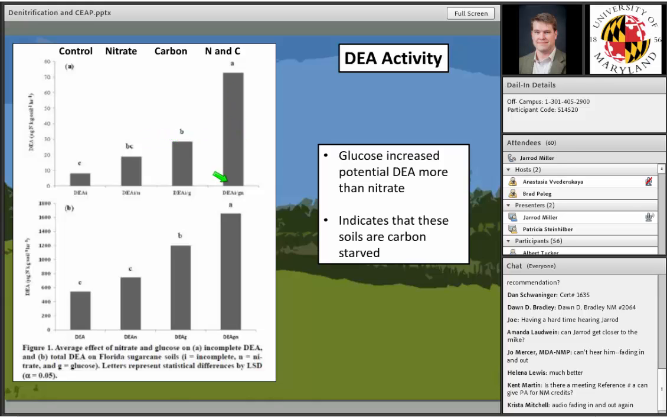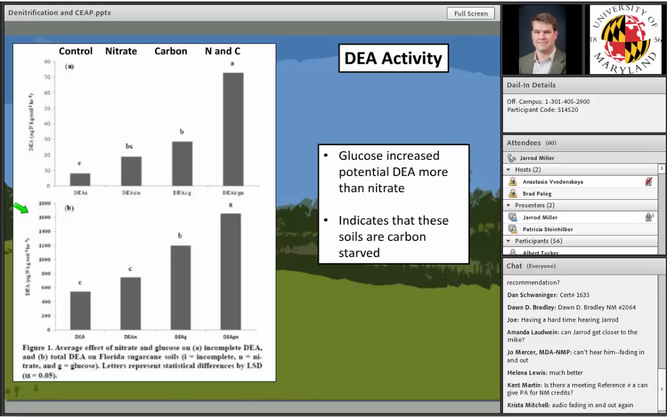You have A, B, C, D. So glucose and nitrate combined together produce the most DEA, so you maximize it, but glucose by itself had a larger effect than nitrate. And this kind of surprised us because we thought we were coming into highly organic soils, that there would be enough carbon that they would be nitrogen starved. But what we actually found out is that they were carbon starved.